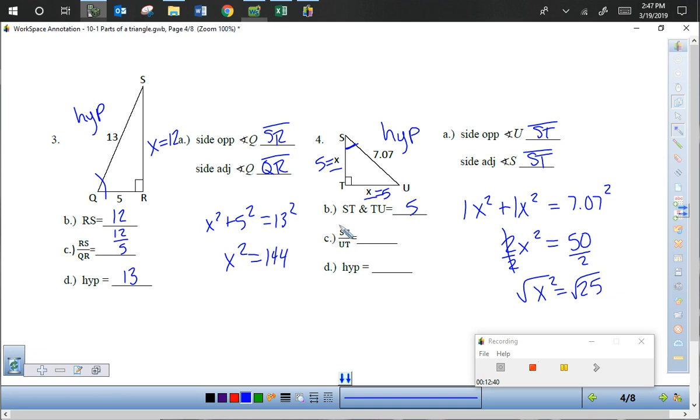Filling in our ratio, we've got ST on top, so 5. And then we've got UT on the bottom, 5 again. 5 divided by 5 is 1. Hypotenuse was our 7.07, and we're done.